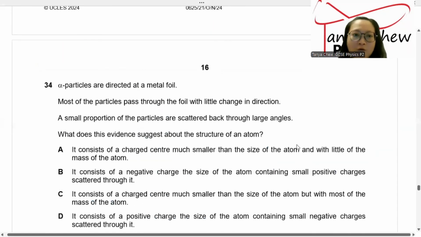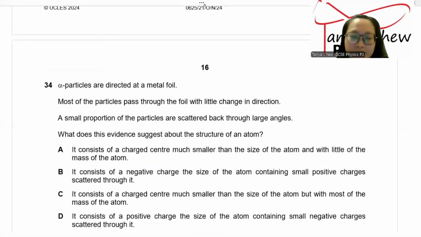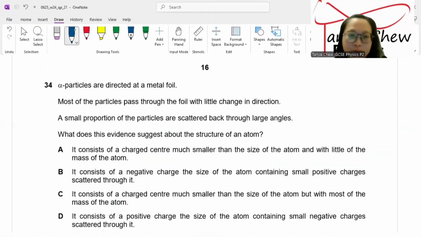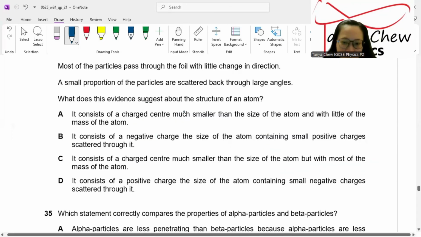Question 34. Alpha particles are directed at the metal foil. Most of the particles pass through the foil with little change in direction. A small proportion of the particles are scattered back through large angles. What does this evidence suggest about the structure of an atom?